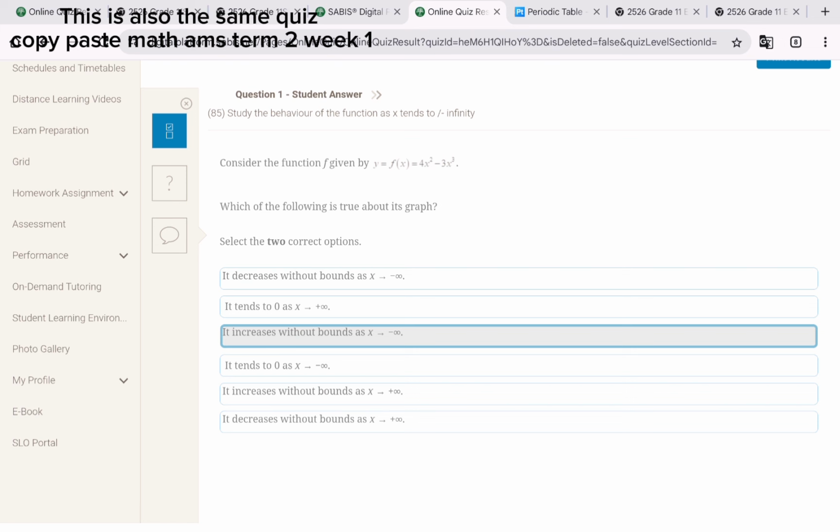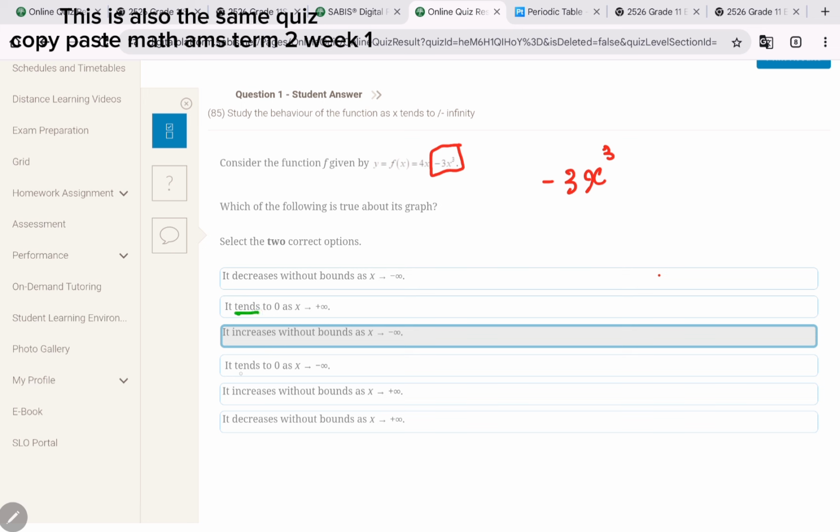So consider the function f given by y equals f(x) equals 4x squared minus 3x cubed. Which of the following is true about its graph? So here, when they ask us decreases, increases, tends to, blah, blah, blah, all of this, what we need to focus on is the highest exponent. So you always take the highest exponent, which in our scenario is minus 3x to the power of 3. Perfect. Now we need to read our options.